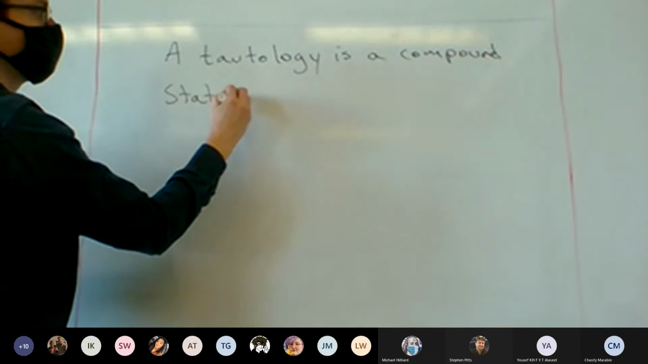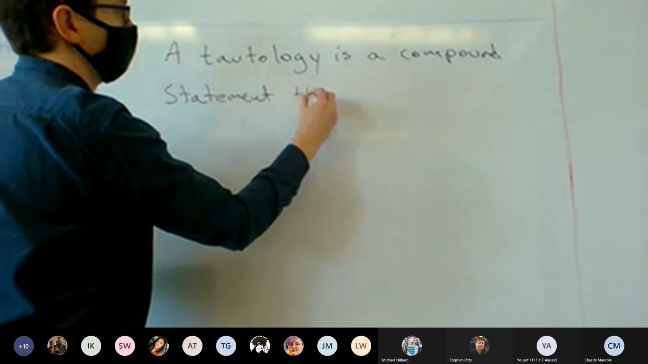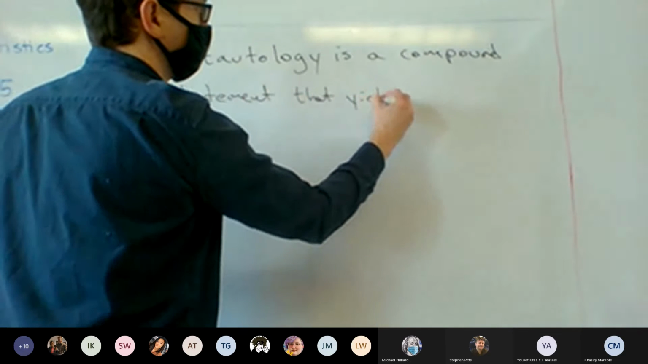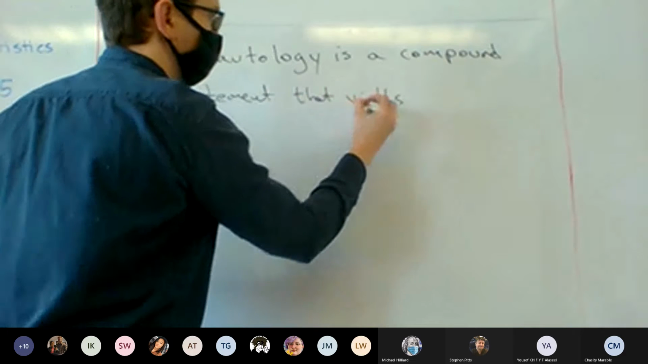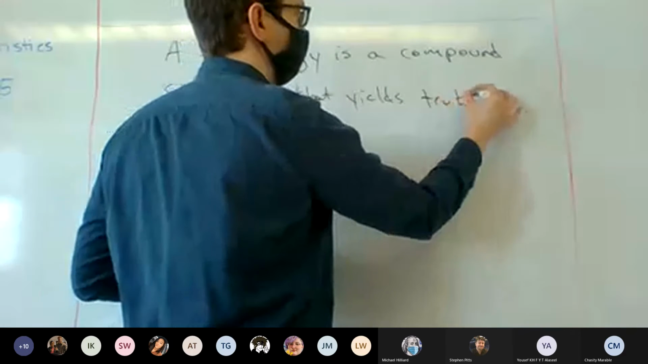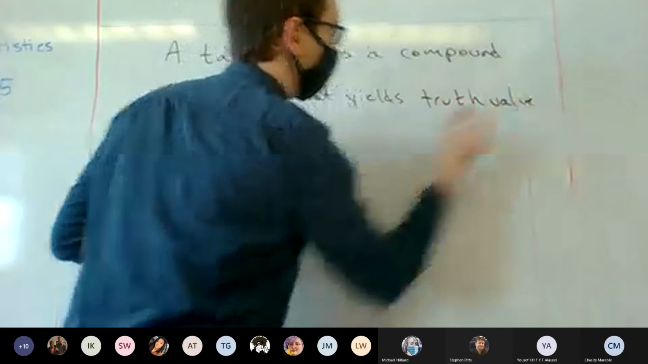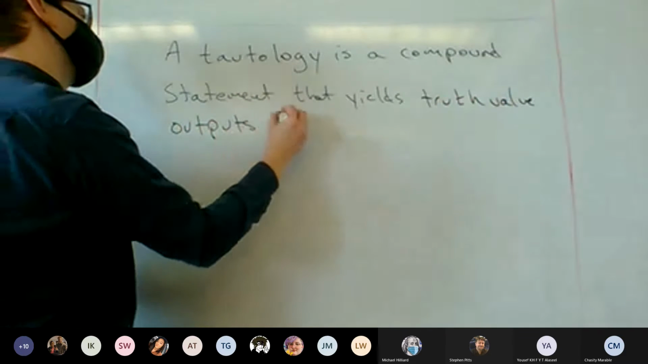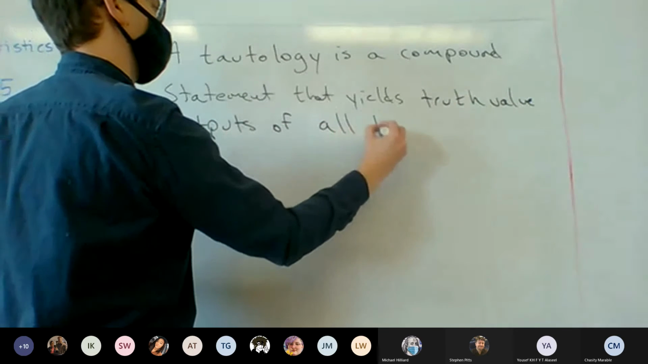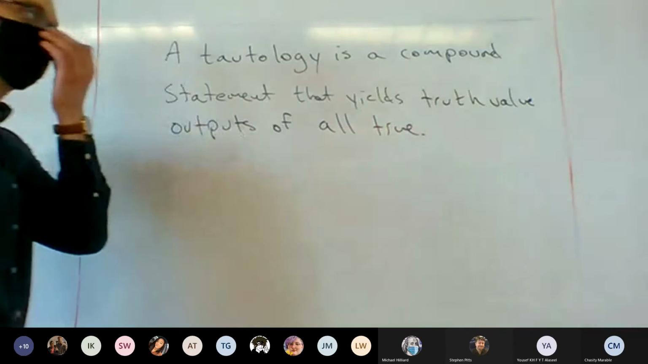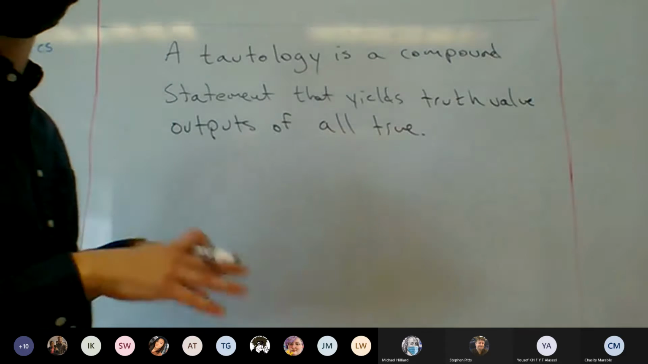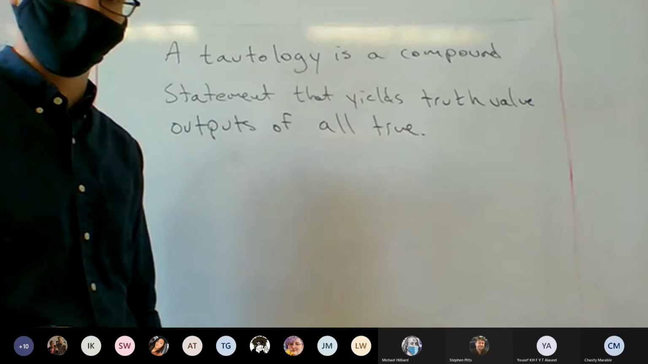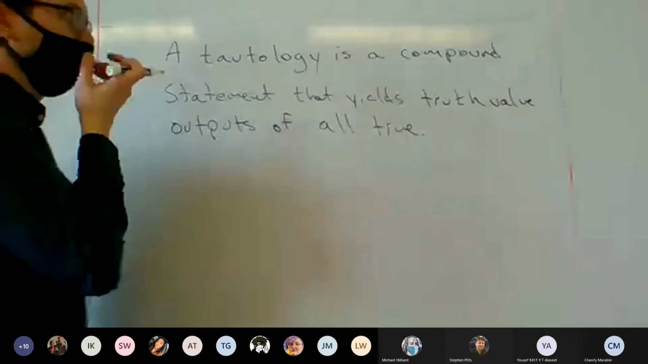A tautology is a compound statement that yields truth value outputs of all true. I could have probably worded that better, but that's what a tautology is. All the outputs in your truth table at the end are true. So there's a real quick example of a tautology.